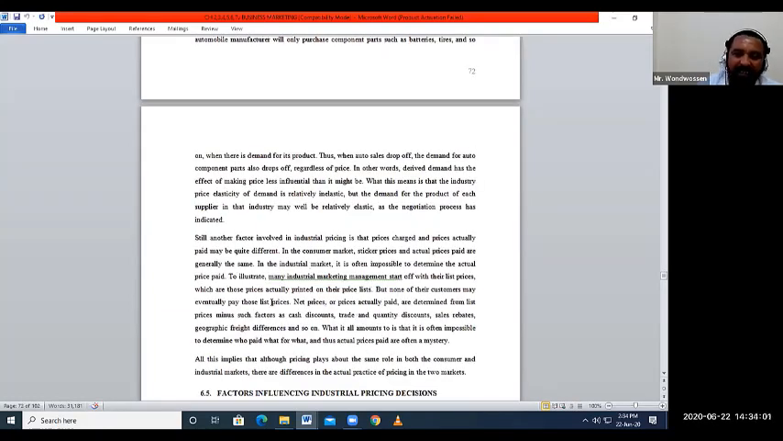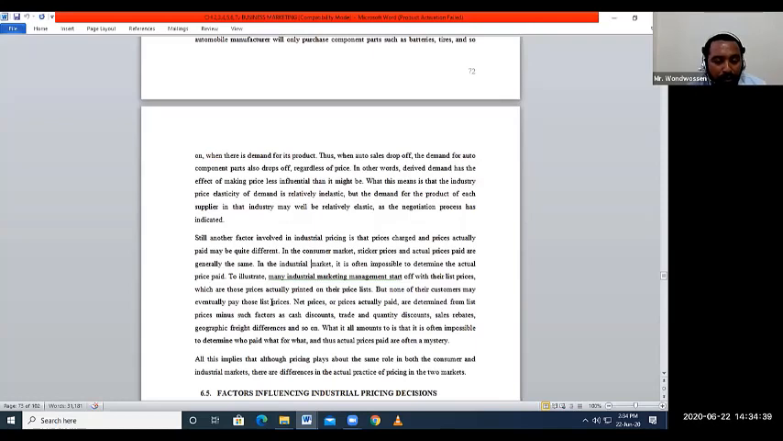And the other could be the price charged and the price actually paid. There are two types of price in the industrial market: one, the list price, and the other, the net price. Net price is the actual amount of money paid for the product. The list price is the price tagged on the product. Within the list price, there might be some discount: cash discount, trade discount, or quantity discount.